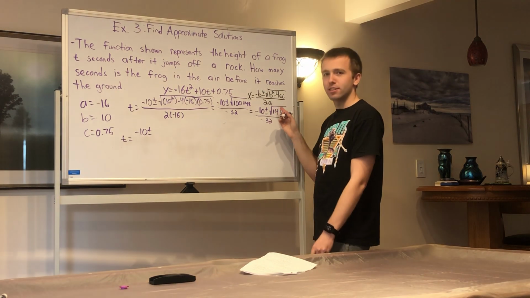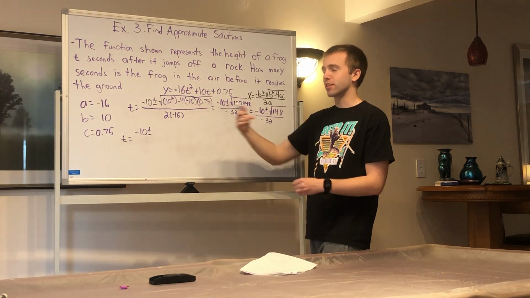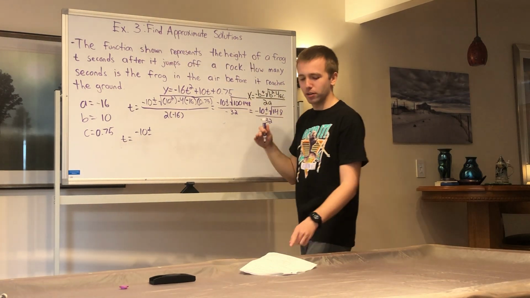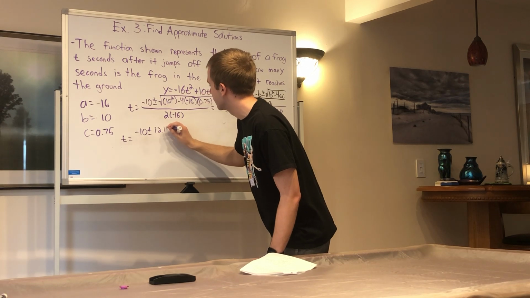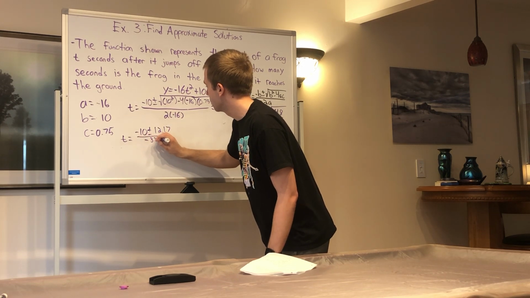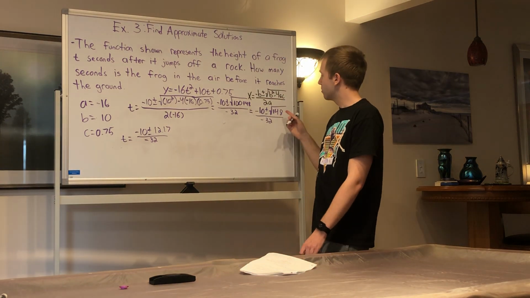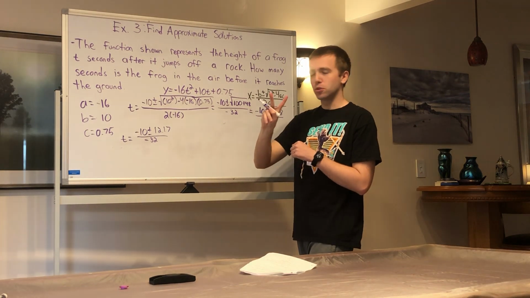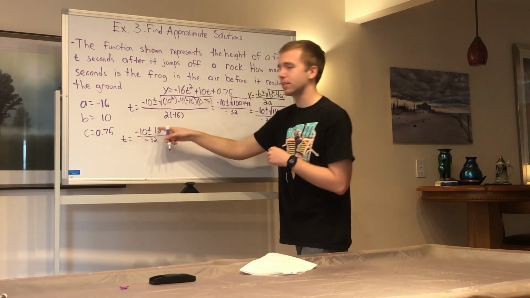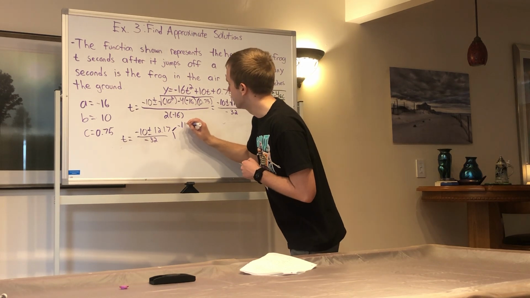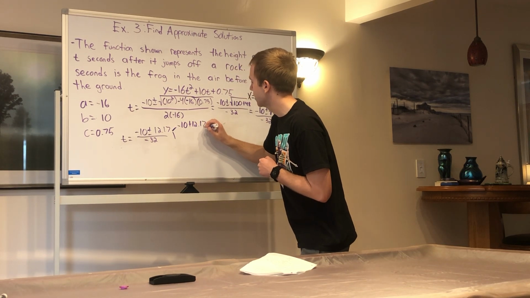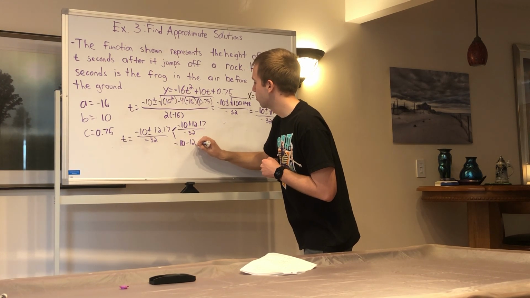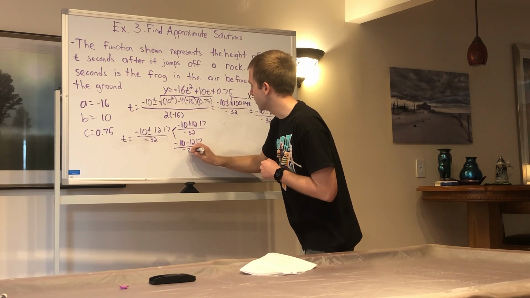And now the square root, since it's not a perfect square, is an irrational number. That decimal is going to continue forever. This is why it's called approximate solutions, because we're rounding that irrational number. And that will round to 12.17 over negative 32. Now that we have that radical simplified, we can go to our two separate cases: one where 12.17 is positive, one where it's negative. So negative 10 plus 12.17 over negative 32, and negative 10 minus 12.17 over negative 32.